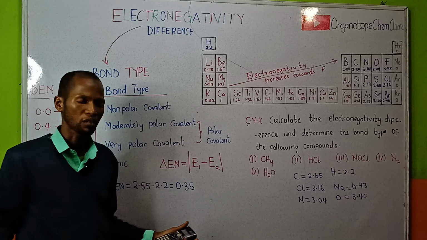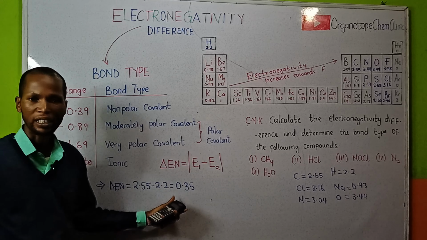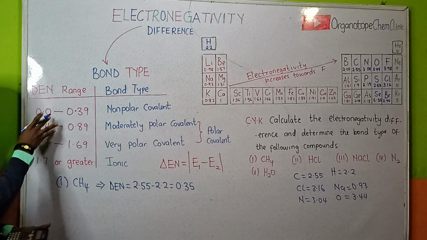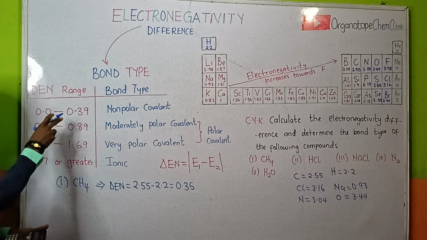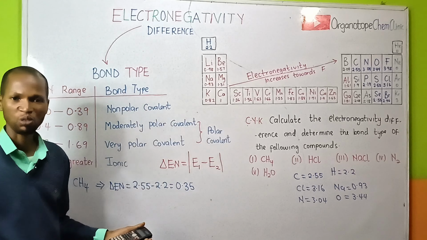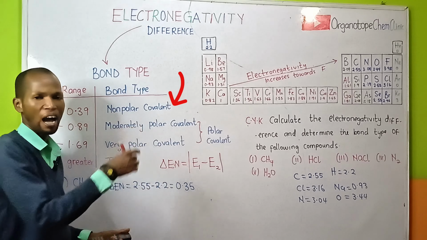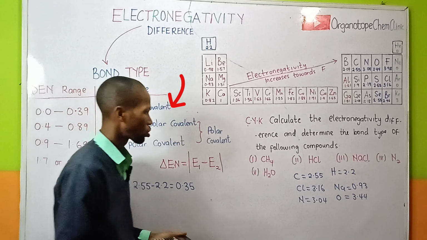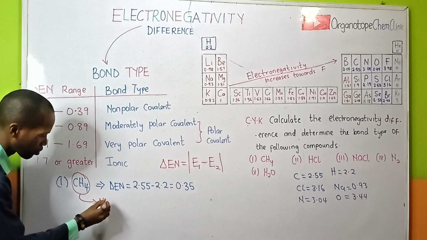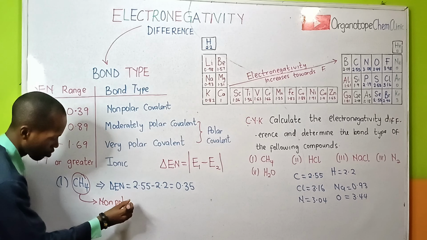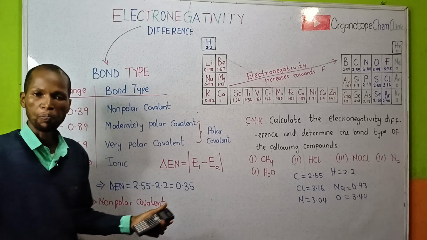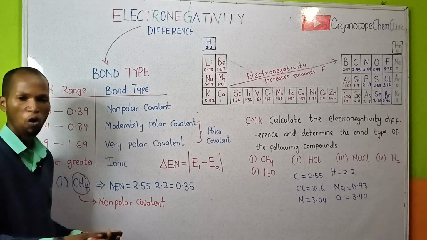Since the electronegativity difference between the two bonded atoms in methane is equal to 0.35, can we look at the range right here? It is between 0 and 0.39. Therefore, methane is said to exhibit what? A nonpolar covalent bond. So, methane is said to be what? Nonpolar covalent. Okay, so the bond type is nonpolar covalent.